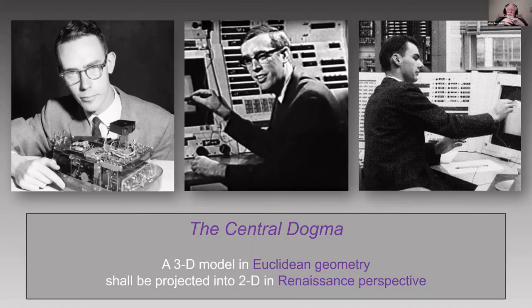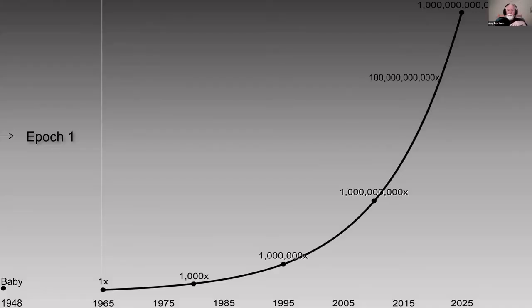The 2 guys on the right introduced what I call the central dogma. It's an assumption that we make in computer graphics. I don't think it's ever been articulated, that we will model using Euclidean geometry, 3D, and we will project that model into 2 dimensions using Renaissance perspective. There's nothing about computers that requires those 2 restrictions. I'll come back to that in a minute.